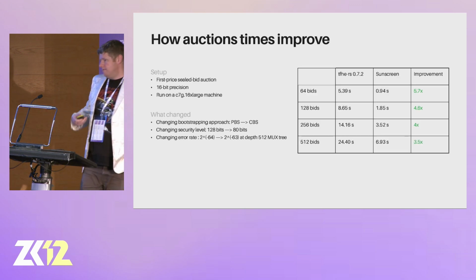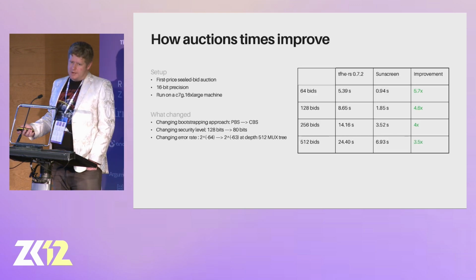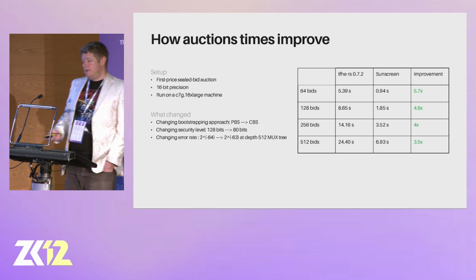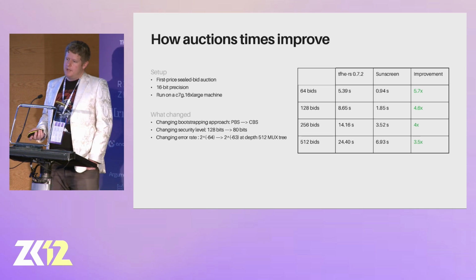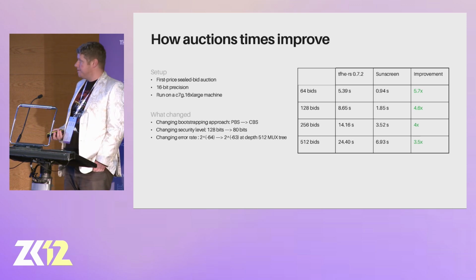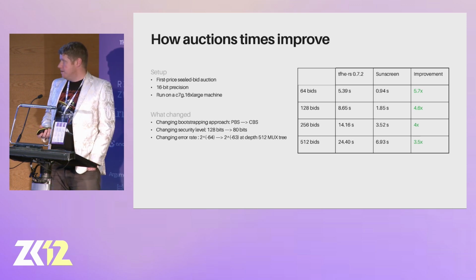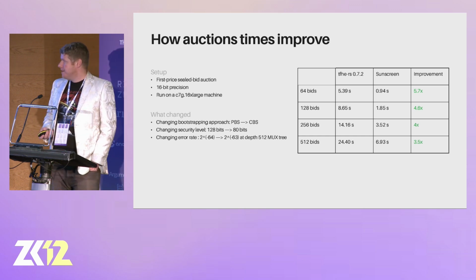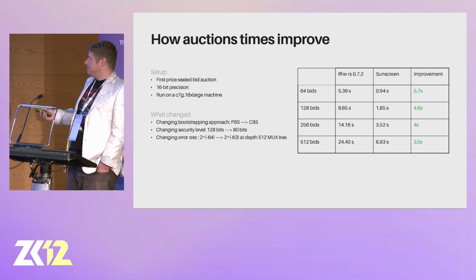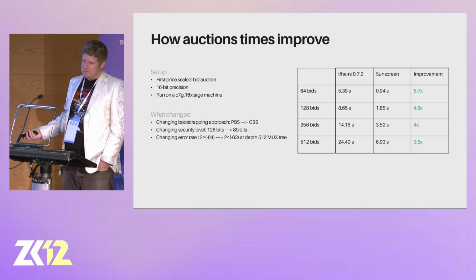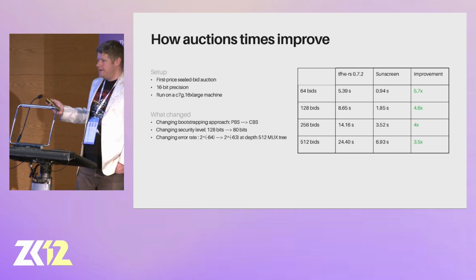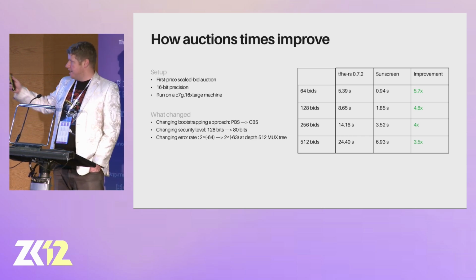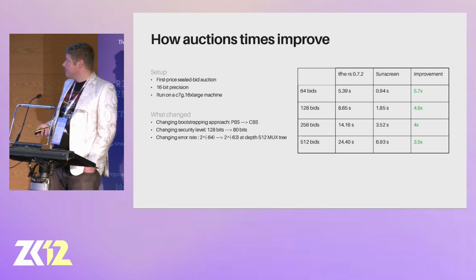But now let's put this into some larger application that's more interesting than just comparing two numbers. So we're building a first prize sealed bid auction. And if you're a computer science person, you can think of this as you have an array of integers, find the index of the maximum value. Again, we're comparing TFHE at 128-bit security with programmable bootstrapping to Sunscreen with circuit bootstrapping at 80-bit security. And we have the same kind of error rates as we had before.